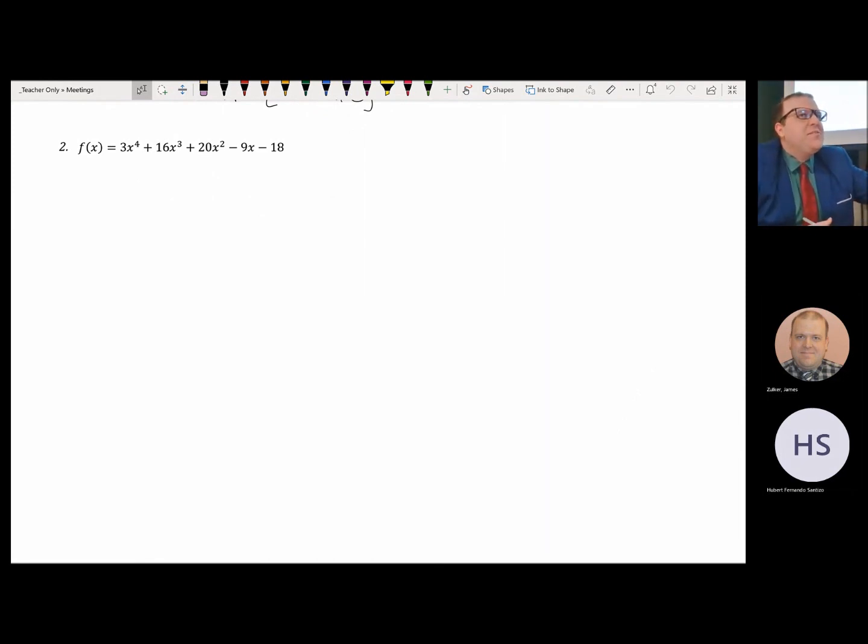Here we go, 4th degree. Again, let's start off by listing out the possible rational zeros. So factors of the constant. What is our constant? What are its factors? 1, 2, 3, 6, 9, 18, and plus or minus whatever.